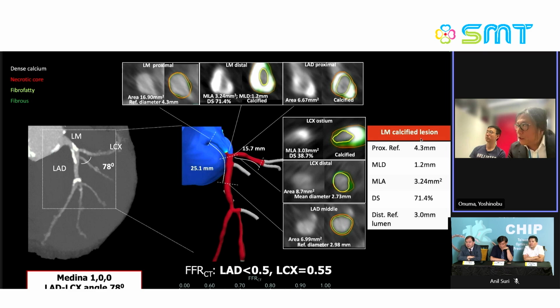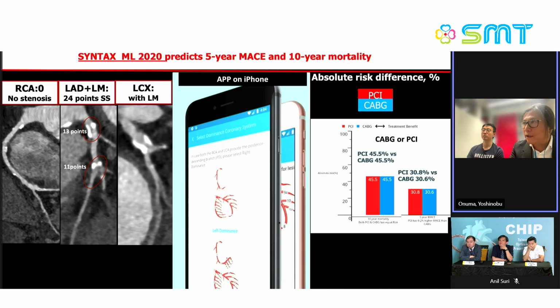So before going to the cath lab, John measured all the components of the left main. It's a calcified lesion, MLD 1.2 millimeter, reference proximal is 4.3, reference distal is 3.0 millimeter. So if you try to fix this lesion, we need a stent which can accommodate the diameter difference of 3 millimeter to 4.3, 4.5 millimeter. That was the reading of the CT.